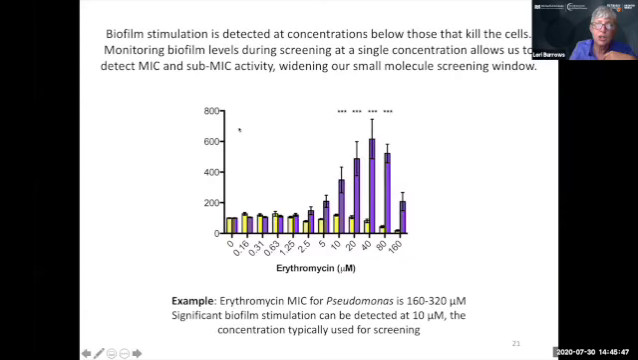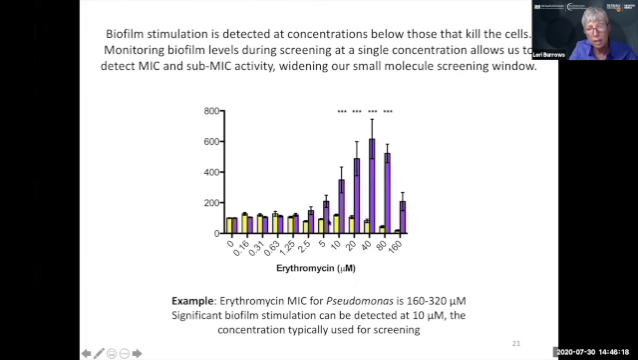So as I mentioned earlier, when we do high throughput drug screening, we normally screen at a single concentration, which is typically 10 micromolar. So this is erythromycin exposed against Pseudomonas. And if we screened erythromycin at 10 micromolar and looked just at growth, we would say this is not an antibiotic, because I don't see any difference in the growth between 0, which has no drug, and 10.